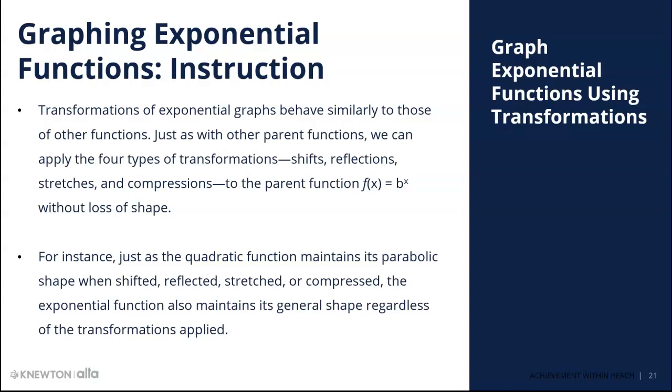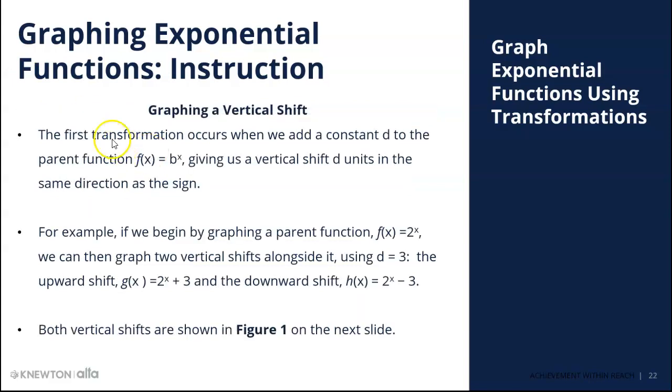For instance, just as the quadratic function maintains its parabolic shape when shifted, reflected, stretched, or compressed, the exponential function also maintains its general shape regardless of transformations applied. Now, the first transformation occurs when we add a constant d to the parent function f of x equal to b to the x, giving us a vertical shift d units in the same direction as the sign.